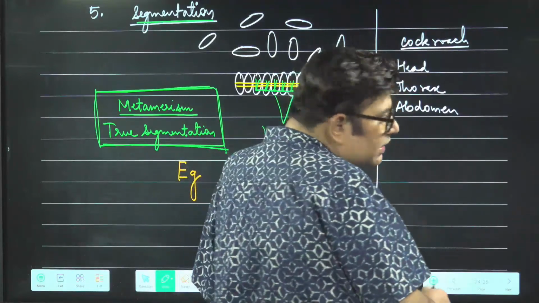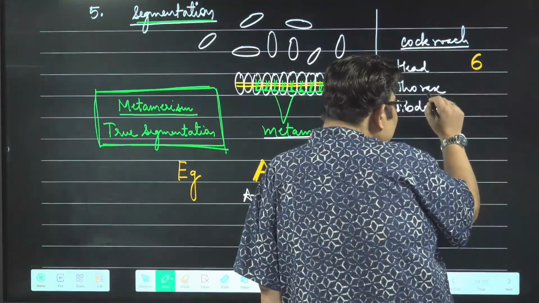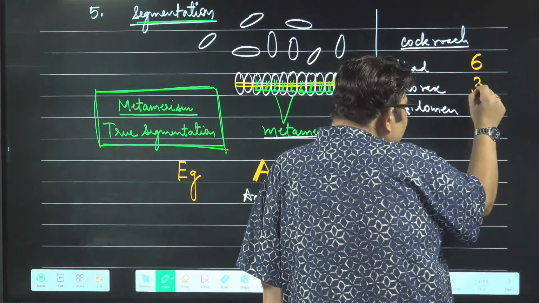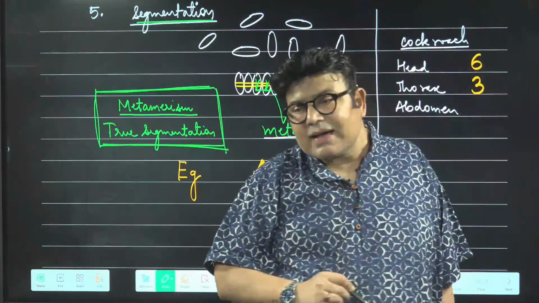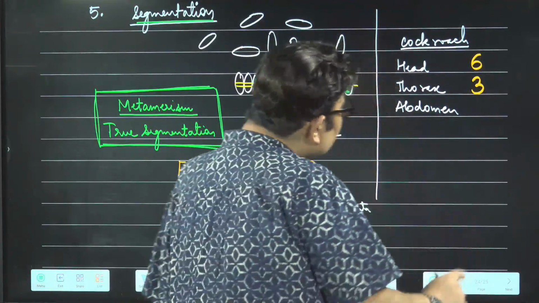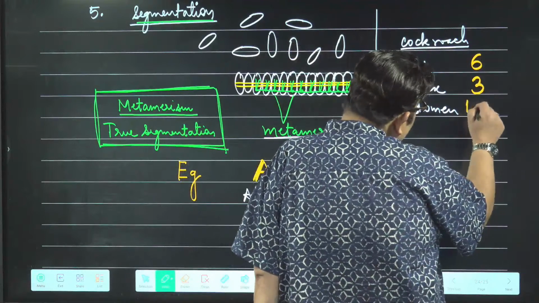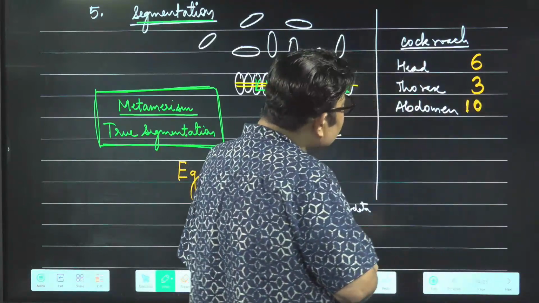Very good answer. 6 segments. Perfect. And how many segments in the thorax? There are 3 segments. Now, coming to the abdomen, how many segments are present in the abdomen? Very good. So 10 segments are present in the abdomen.